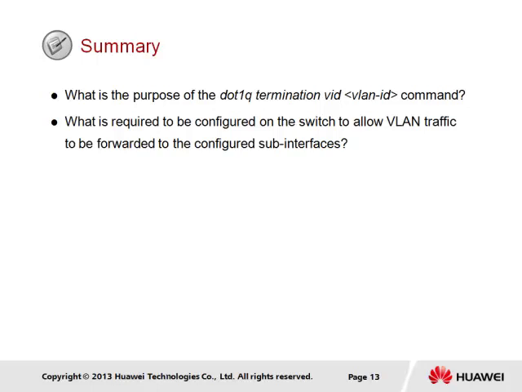What is required to be configured on the switch to allow VLAN traffic to be forwarded to the configured subinterfaces? Well, the switch port must be configured as a trunk port. And as with any trunk port, the VLAN traffic must also be permitted using the port trunk allow-pass command.